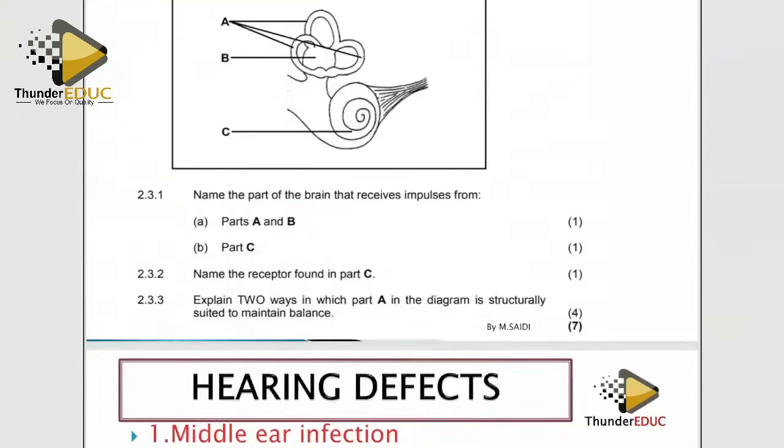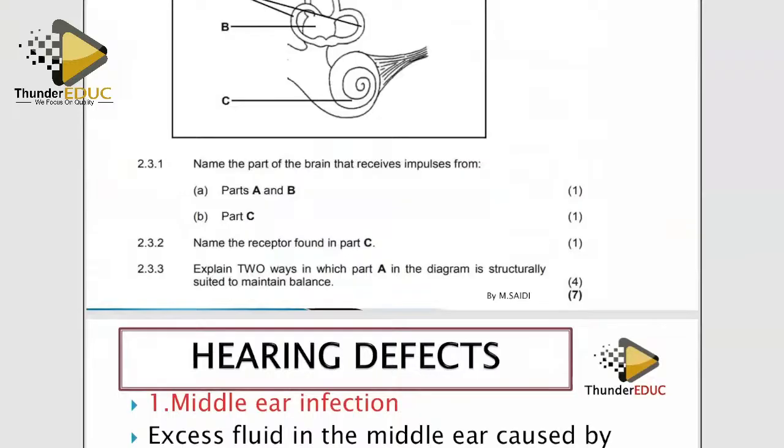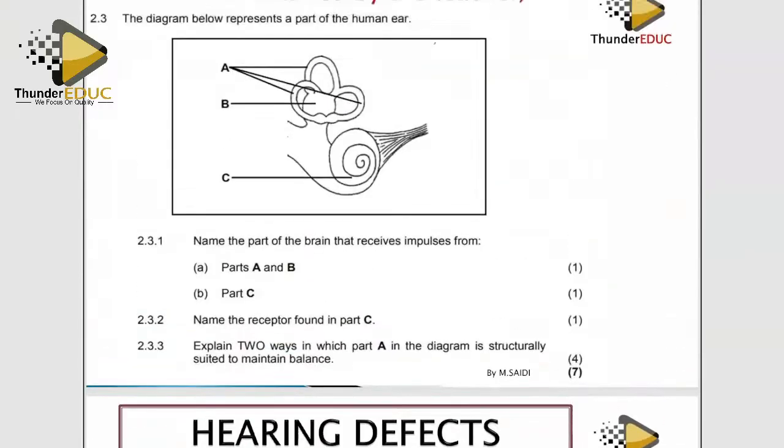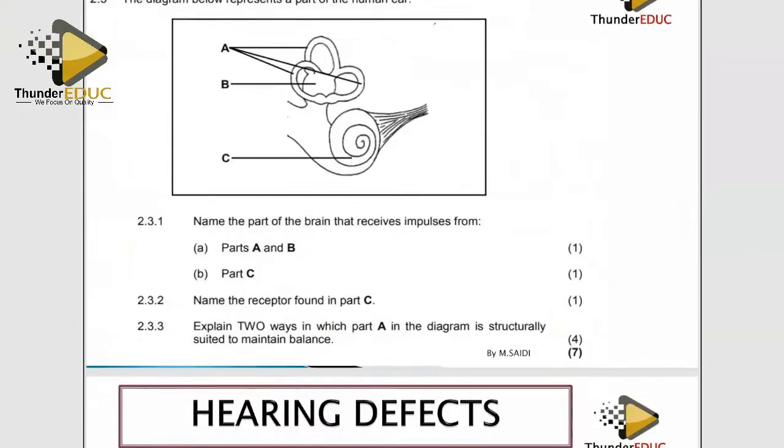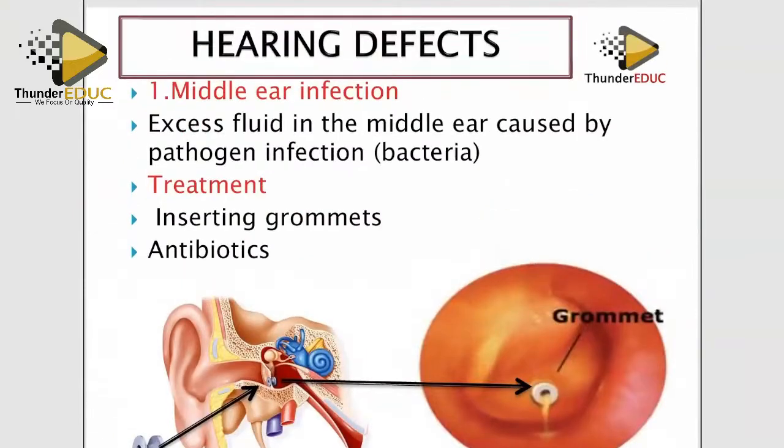Let's just talk about: explain the ways in which the ear can be defective, in diagram structures. You can also practice that question. I'll paste it in the group so that you're able to do it.